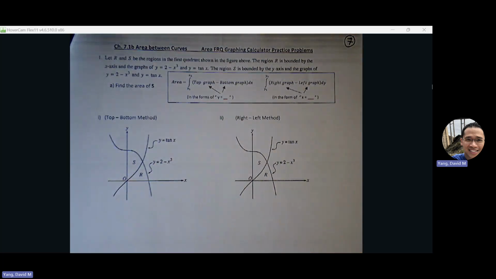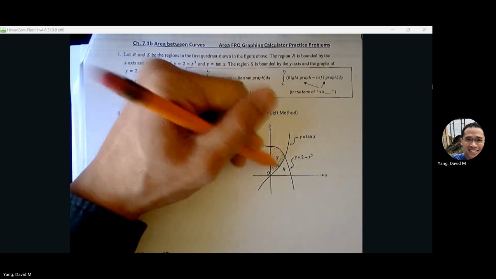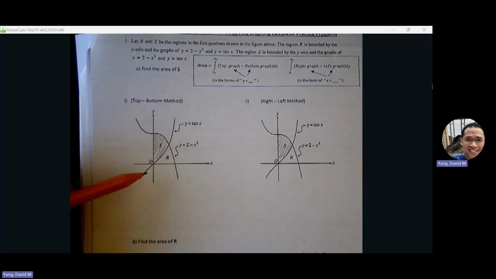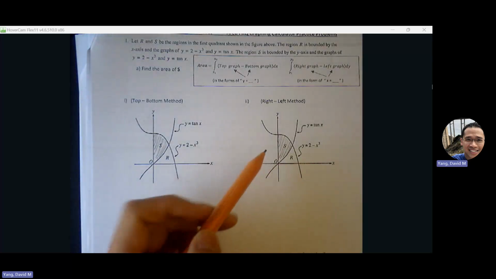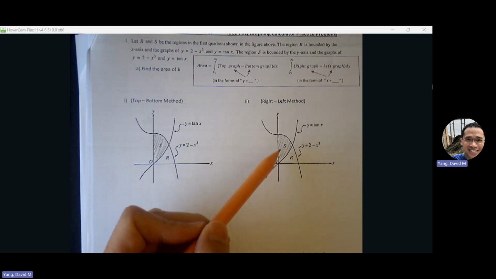Okay, so I'm going to just lightly fade in where S is. So we'll do a top minus bottom relationship, which will feel easier because everything is going to be set up for us. Right minus left is a little bit more challenging because the equations need to be rewritten, the bounds need to be revisited.